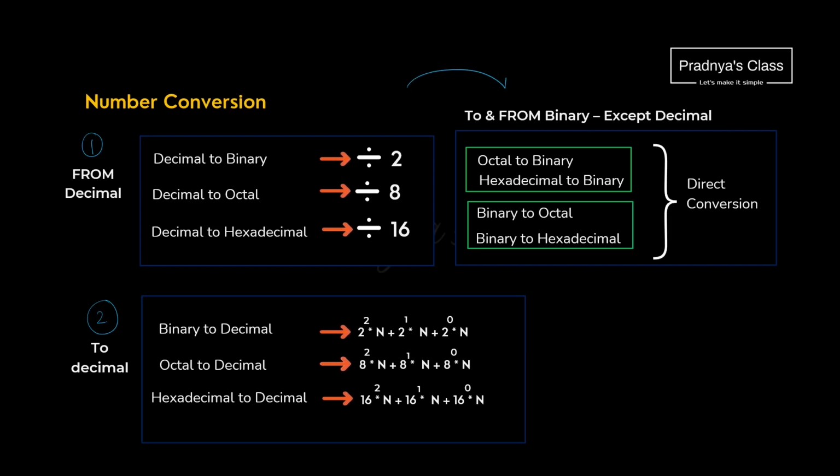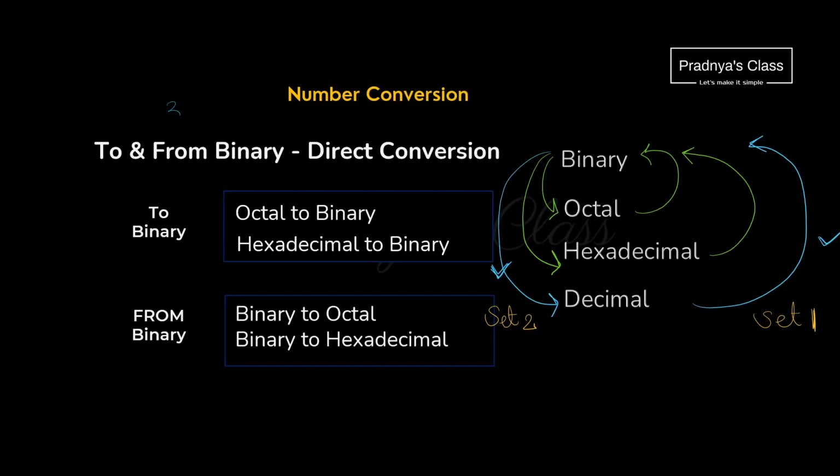It's time to move ahead to the third set. This set I can name as to and from binary, but note down, already we have discussed binary to decimal and decimal to binary. So these two conversions are not part of this set.